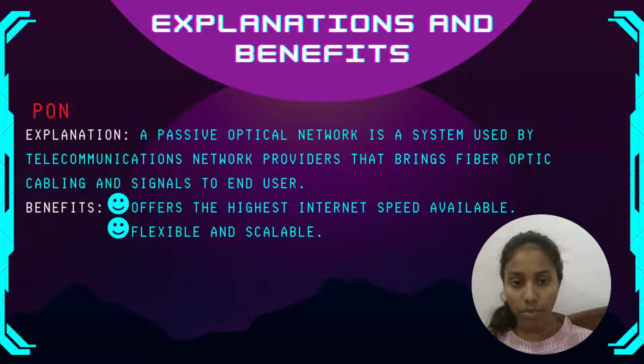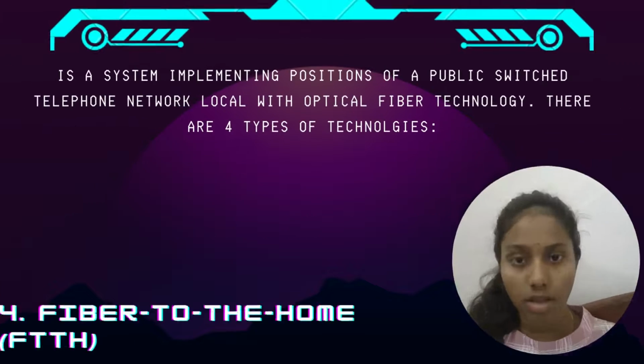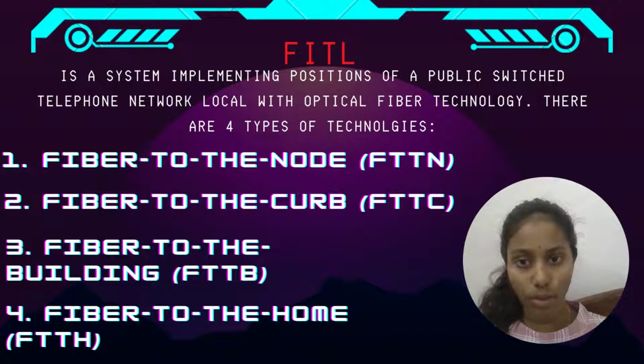So, a passive optical network is basically a system used by telecommunication network providers that brings fiber optic cabling and signals to the end user. And the benefits are it offers the highest internet speed available and it's flexible and scalable. Next, let's talk about fiber in the loop. Fiber in the loop is also known as FITL. It is a system implementing positions of a public switched telephone network local loop with optical fiber technology.